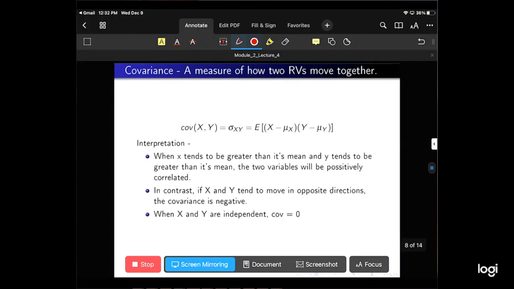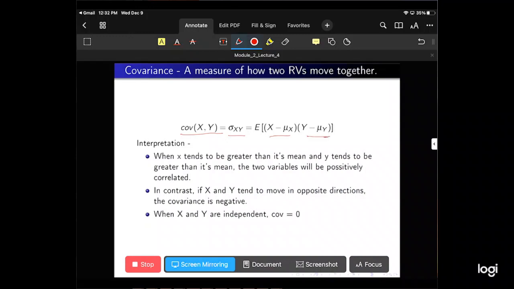Covariance, a measure of how two random variables move together. The covariance is defined as, we write it Cov(X, Y), so two random variables X and Y. Their covariance is going to be written as this. By definition, it's the expected value of X minus its mean times Y minus its mean.